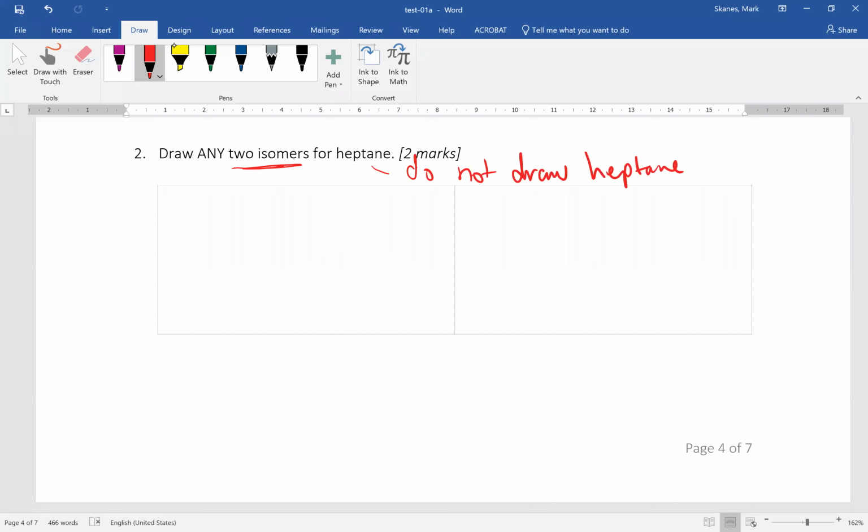Now remember what an isomer is. An isomer is a molecule, an organic molecule, that has the same molecular formula but a different structure. So what I mean here is if I drew heptane, 2, 3, 4, 5, 6, 7, there's heptane, 7 carbons. Rearrange that, be a bit creative, make a puzzle out of it.